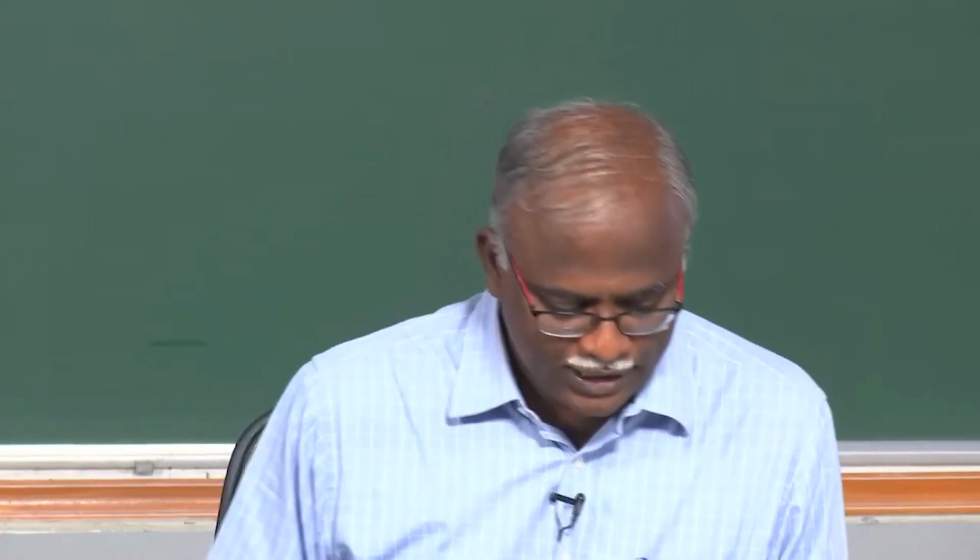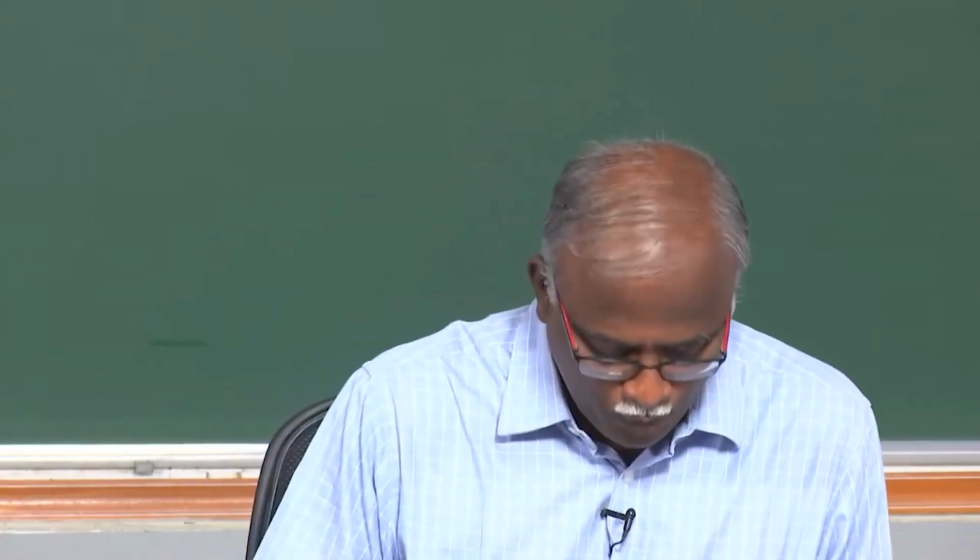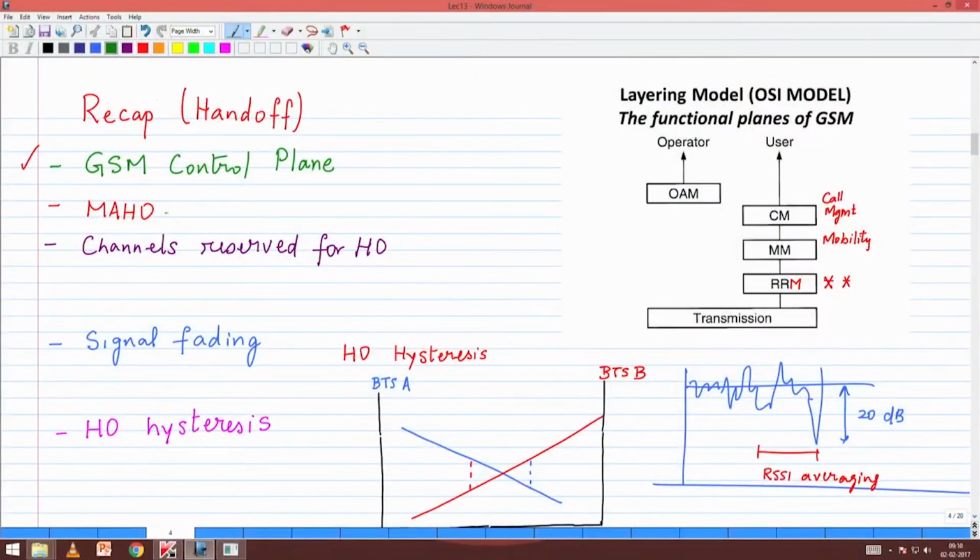As we saw, there are several measurements that the mobile does to help the system decide when to do the handoff. So mobile assisted is a very key aspect of the handoff mechanism, because the network depends on the mobiles to keep feeding that information, and that's how we are able to make the decisions at the right time.